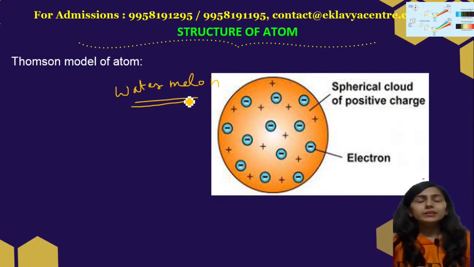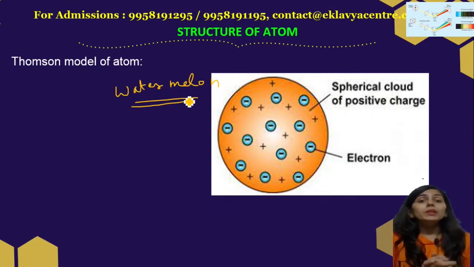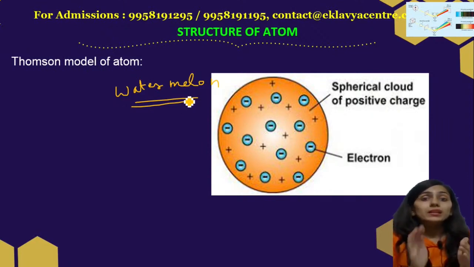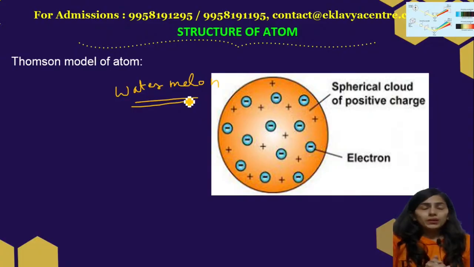But after J.J. Thomson's experiment, more scientists came into the picture who did experiments on the electron and the atom, and they found that J.J. Thomson's model is not true, because when they performed the experiment, they found there were some drawbacks and problems with J.J. Thomson's model. So then they gave their own models.